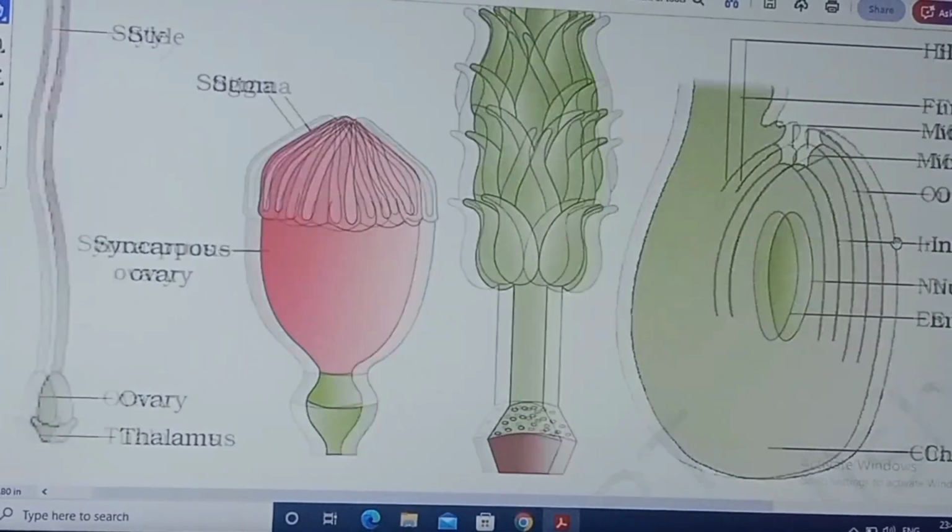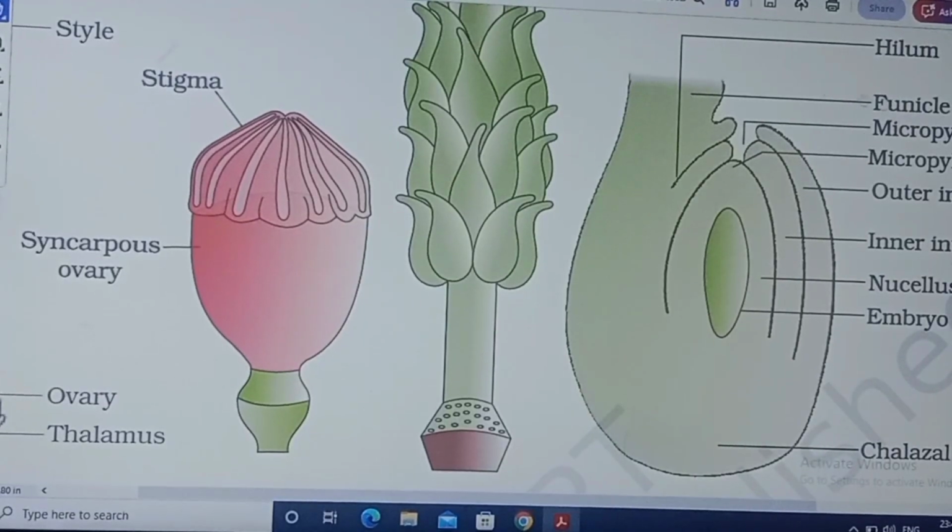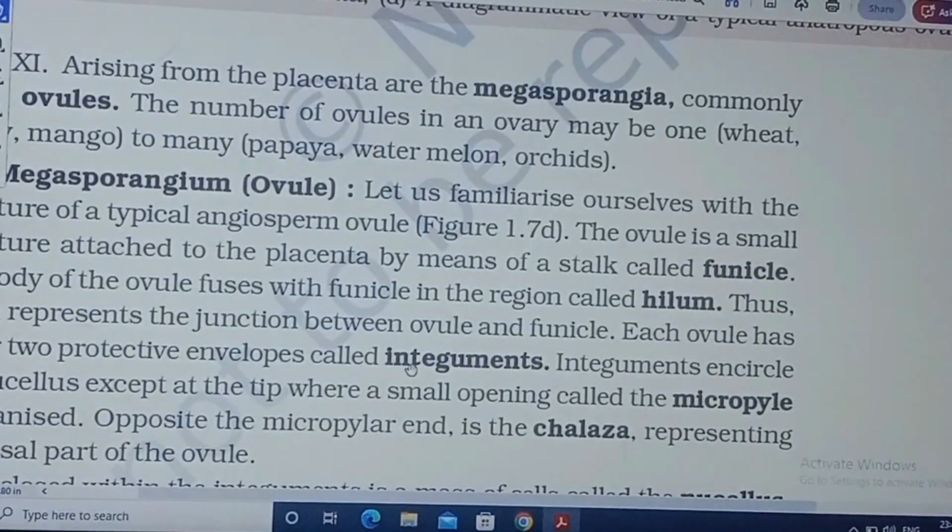This is the funicle. This is the funicle. This is the meaning of the sentence.